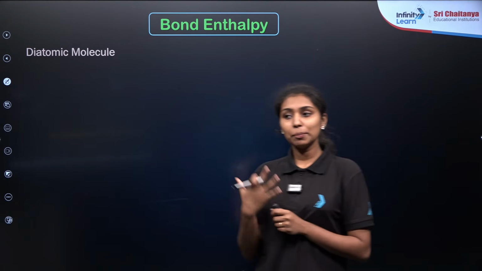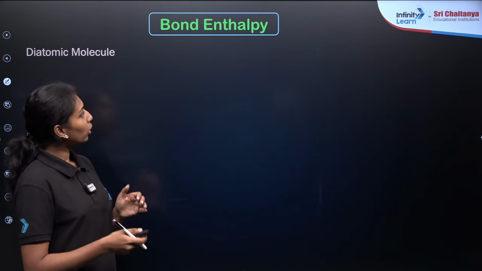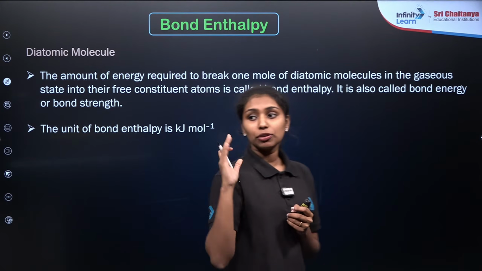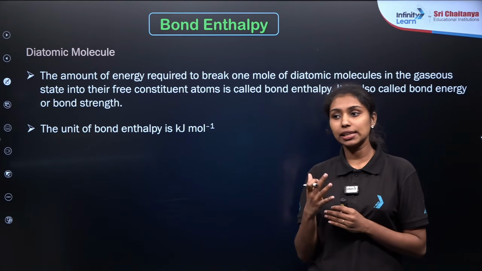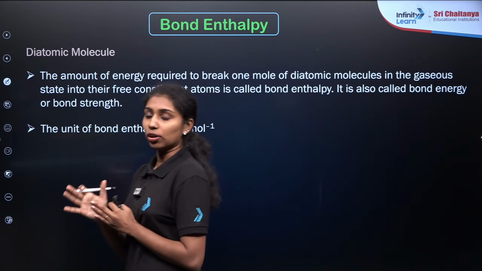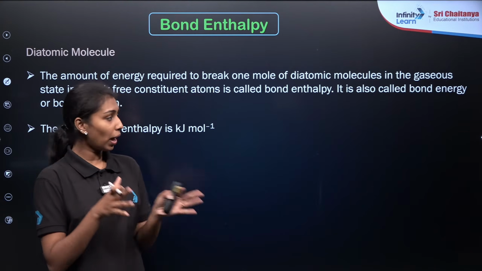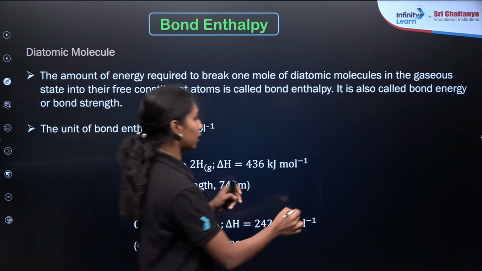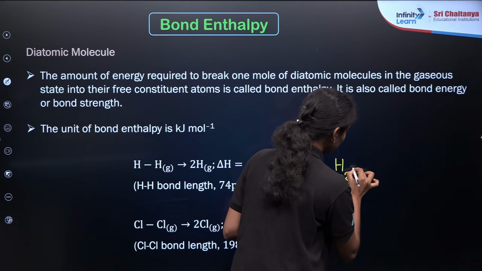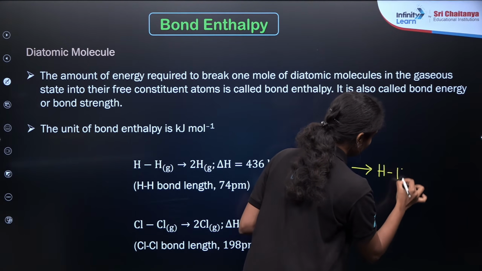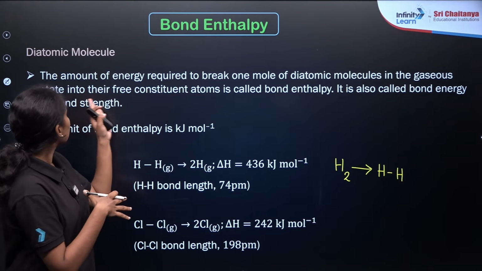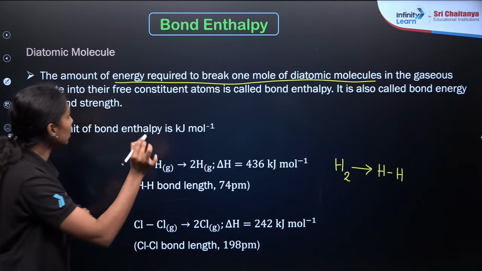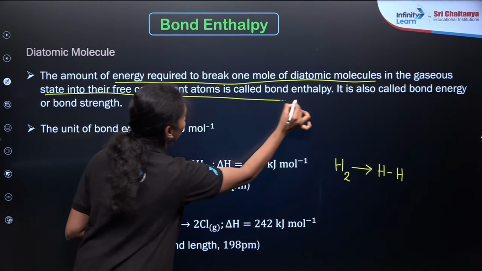Okay, in the case of bond enthalpy means the energy change happens when the bond is broken, right? So there will be two types of bond enthalpy, similar for the same molecule, but if you are taking the diatomic molecule, there will be some difference in their concept. So if I am taking diatomic molecule, as we already know, diatomic molecule means they are formed by two atoms only. For example, if you are taking hydrogen, H2 molecule, this hydrogen molecule can be broken into two hydrogen atoms, right? So the energy required to break 1 mole of diatomic molecules in the gaseous state into their free constituent atoms is called the bond enthalpy.